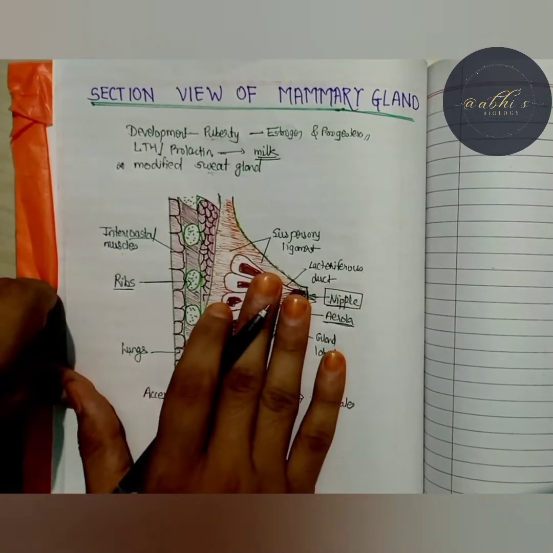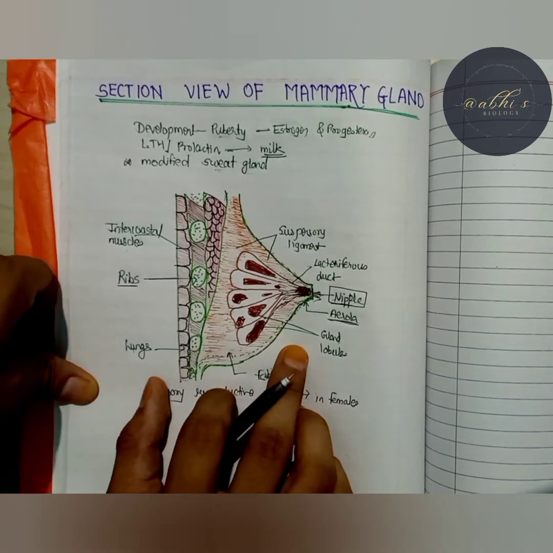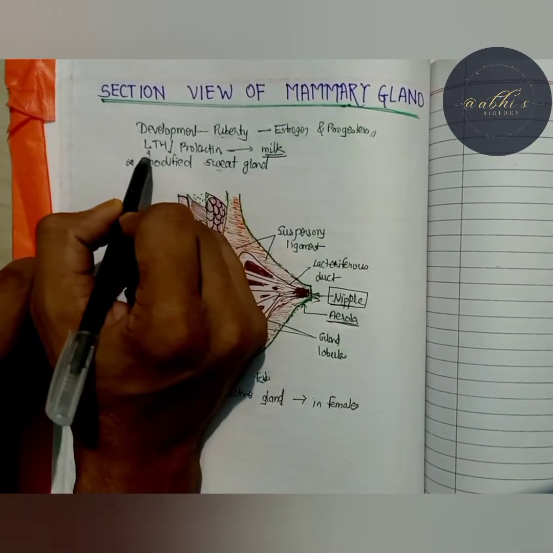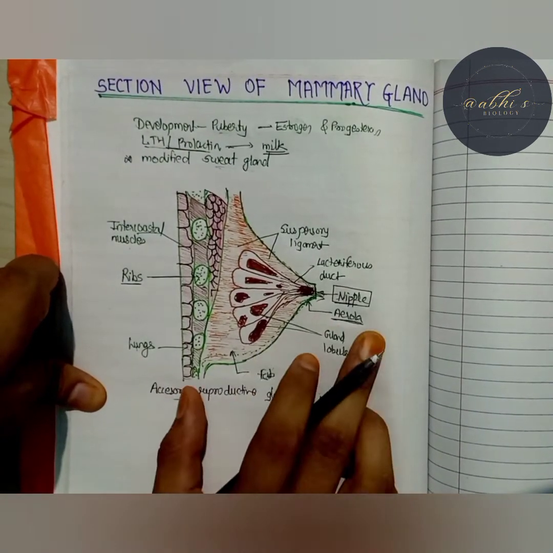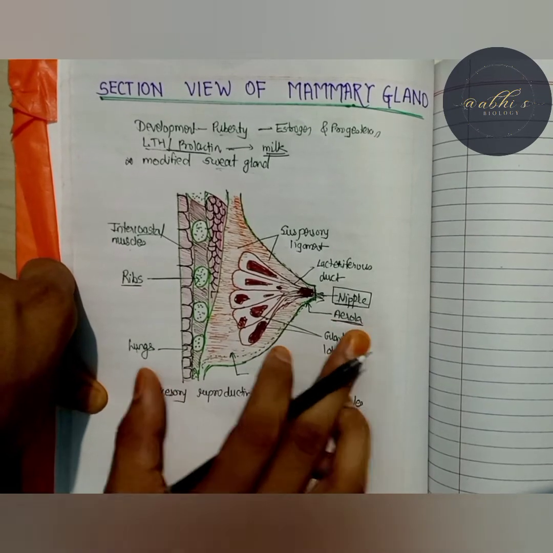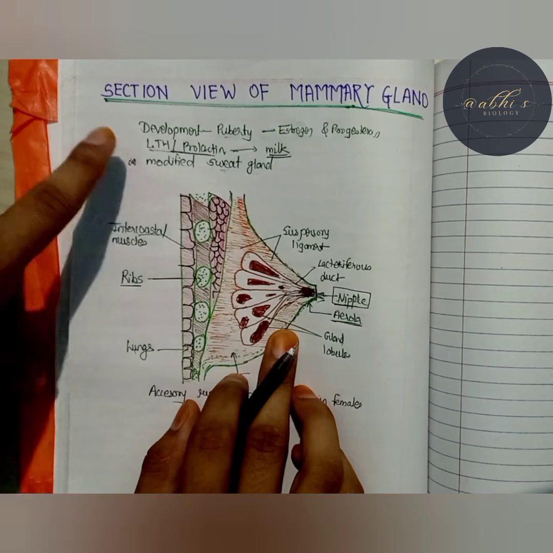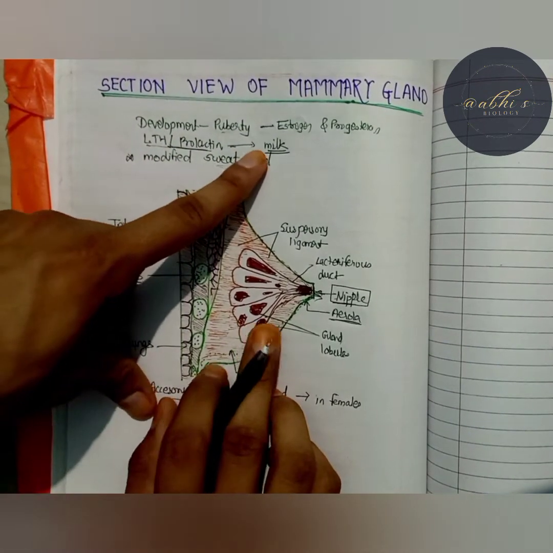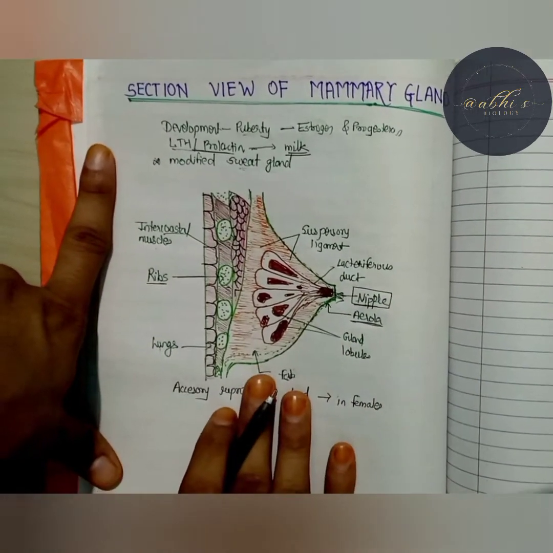When the mother is breastfeeding her baby, the milk is ejected from the nipple under the influence of the lactotropic hormone, prolactin. The sucking action by the baby on the mammary gland stimulates the prolactin hormone, which causes the milk to be ejected from the lactiferous duct. So it is all about the sectional view of the mammary gland.